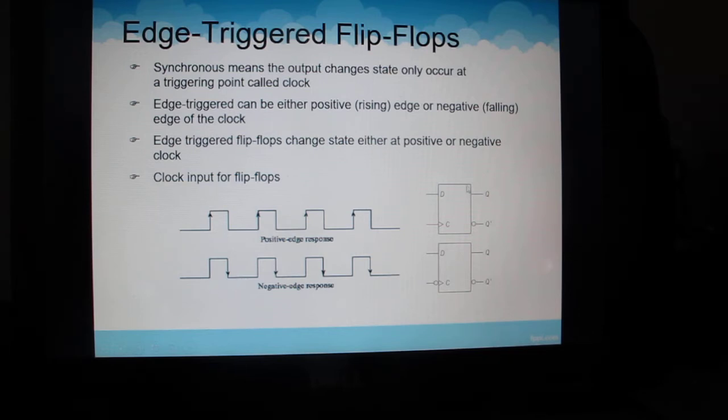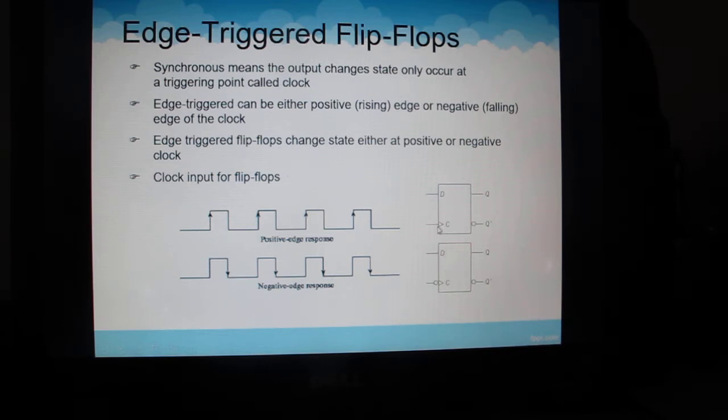You can see the symbol. The difference between the positive and negative is the bubble on the clock. If no bubble, the active edge is the positive edge trigger, that means from 0 to 1. So the clock will be active on the positive edge. If we have the bubble here, that means the active edge will be from 1 to 0. The active clock will be here. Every 1 to 0 will be active for the clock. So this is the difference between the positive and negative edge trigger.